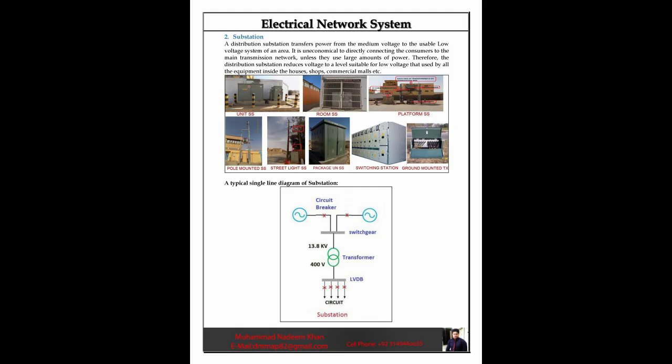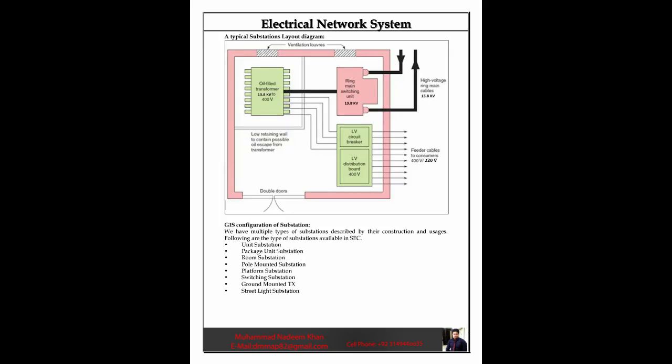A distribution substation transfers power from the medium voltage to the usable low voltage system of an area. It is uneconomical to directly connect the consumers to the main transmission network, unless they use large amounts of power. Therefore, the distribution substation reduces voltage to a level suitable for low voltage used by all the equipment inside the houses, shops, commercial malls, etc. A typical single-line diagram of substation. A typical substation's layout diagram.